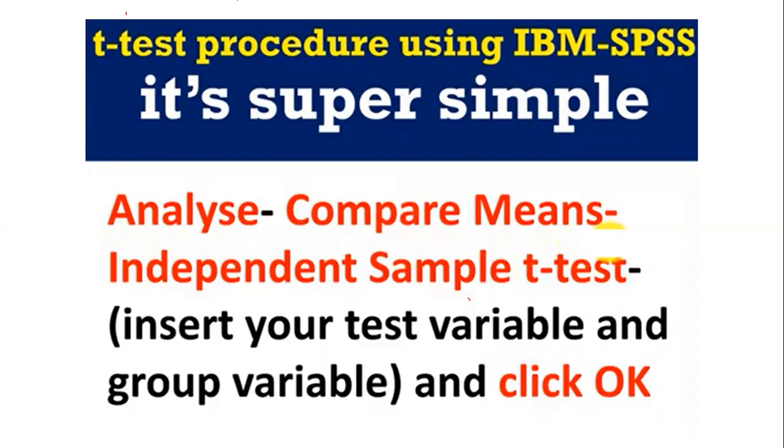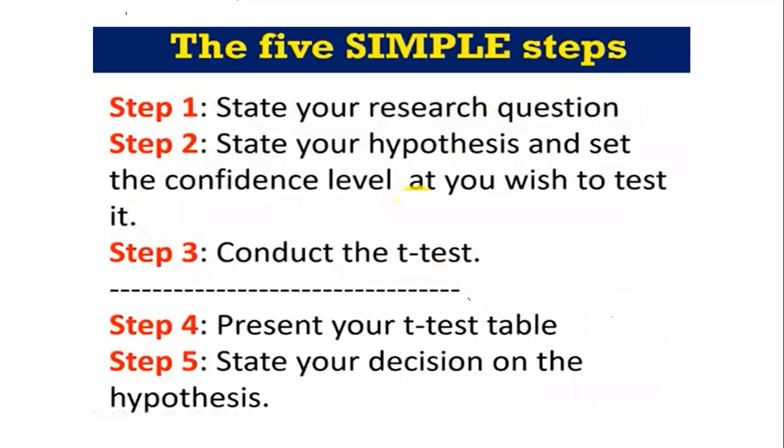It's very simple. Once you open up your IBM SPSS, any version, you go to Analyze, you click on Compare Means, then you select Independent Samples t-test. Then you insert your test variable and group variable. Then you click OK. Within seconds, the magic is done. So you see your result coming up.